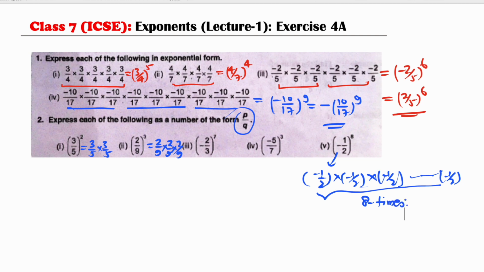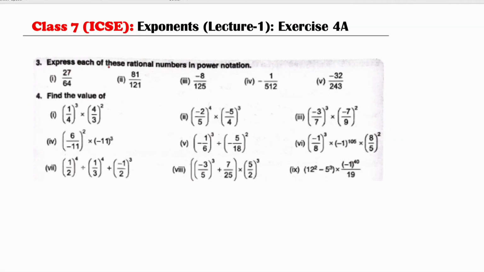Now come to the next question. Express each of these rational numbers in the power notation. So first we have to factorize this. 27 means 3 into 3 into 3. 64 means 2 into 2 into 2 into 2 into 2 into 2, 6 times. So this is 3 to the power 3 and 2 to the power 6.